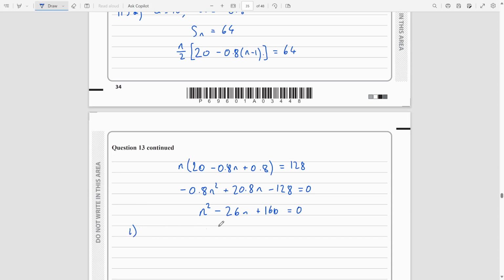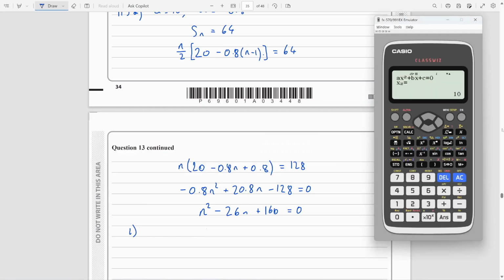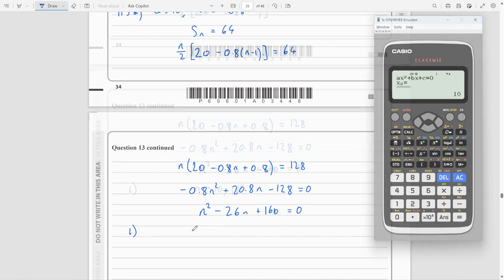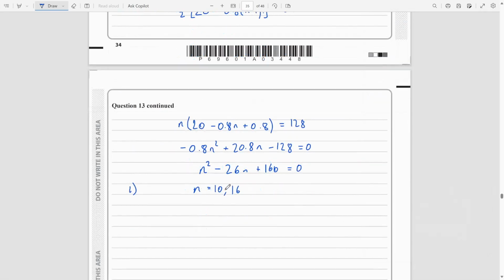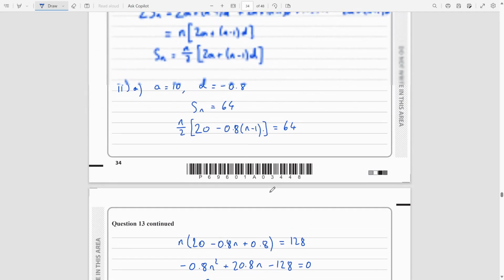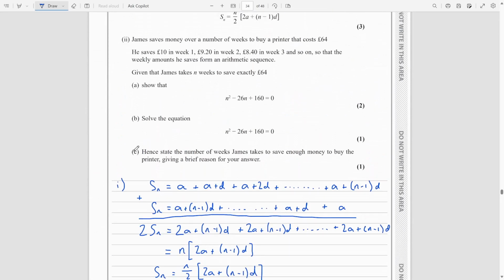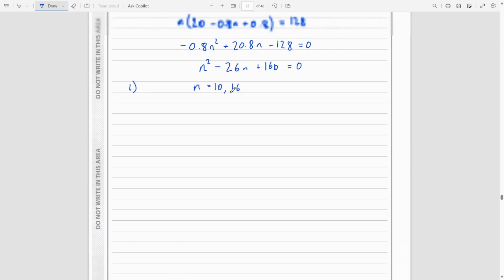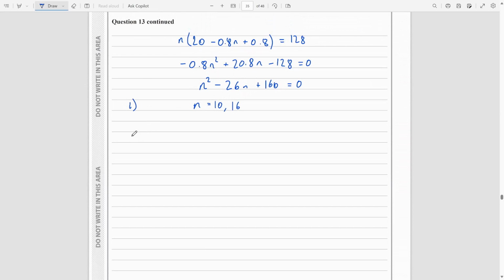Part B is just solve that. So it's only 1 mark, so you can just sub this into your calculator. So when you do that, n squared minus 26n plus 160, you get 16 and 10 as your 2 solutions. So now, it just said solve the quadratic, which we've done. Look at the question again. C is: hence state the number of weeks James takes to save enough money to buy the printer, giving a brief reason. Well, it's maybe not obvious, but it's the first one you reach.